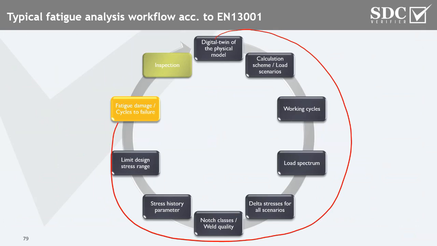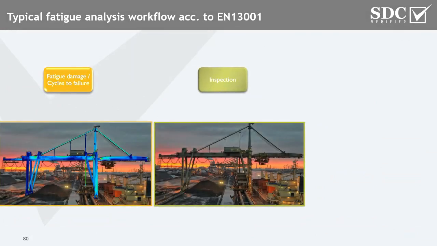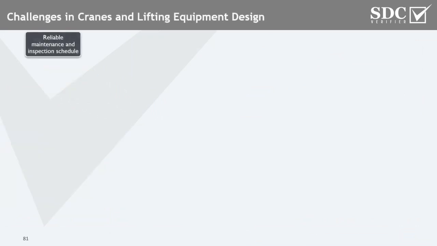So on the one hand side, we have fatigue damage or cycles to failure. On the other hand side, you have inspection results. But then there is a logical question. What do I do next? Yeah, after your model validation. And that is actually something I would like to outline as a separate challenge in this lifting equipment design verification, which is reliable maintenance and inspection schedule.